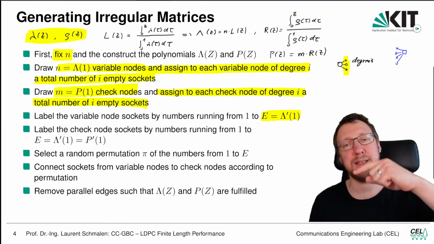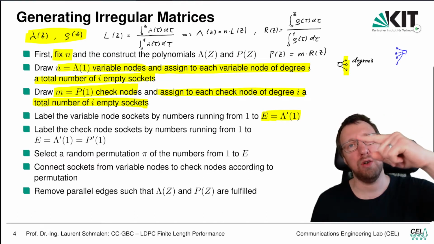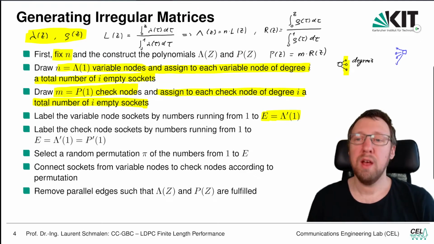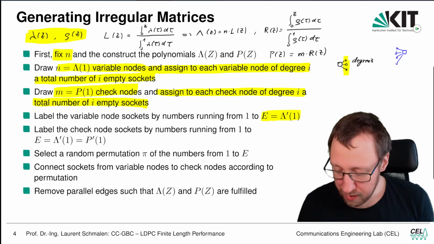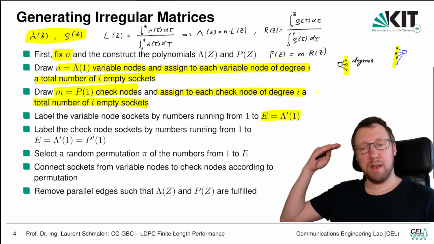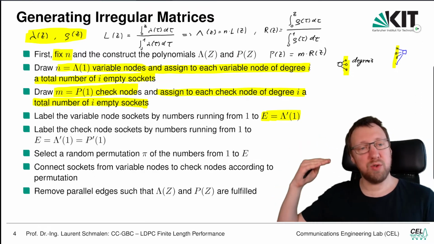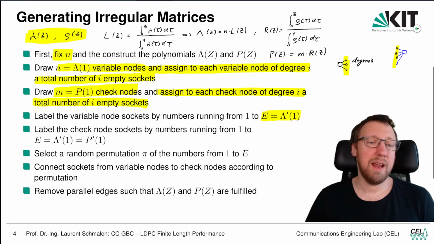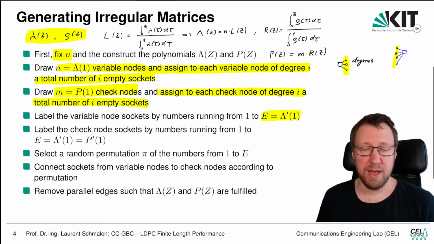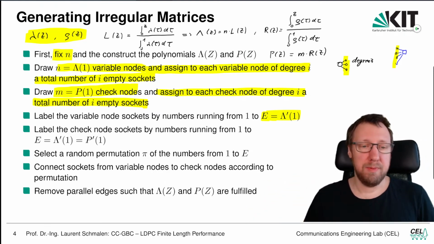So each socket gets a number. We start from 1 to E. The first socket is socket 1, socket 2, and so on until we reach socket E. We do the same thing for the sockets from the check nodes. We start labeling the first socket being socket 1, socket 2, up to socket E, and E is equal to Lambda prime of 1, so it's the same E. The number of sockets must be identical, and this is also P prime of 1.